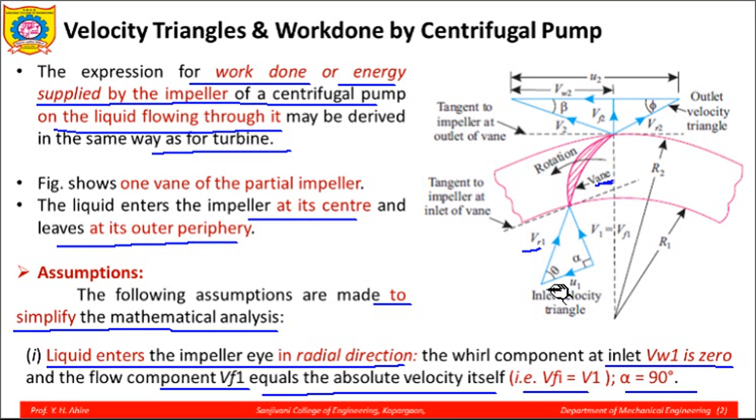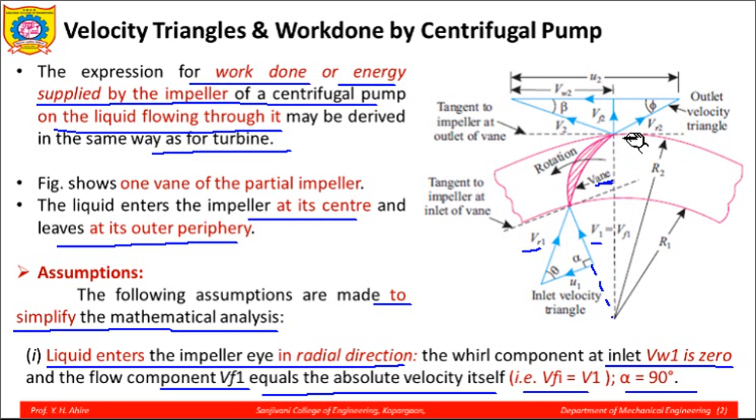Joining the starting point of U1 with the end point of VR1 gives you the absolute velocity V1 at the inlet. Further here VW1, the whirl velocity at inlet, is neglected. So logically V1 is along the radius, and the VF1 component of velocity at the inlet will be equal to V1. So therefore the alpha angle that corresponds to the V1 velocity will be equal to 90 degrees. The VR1 velocity makes an angle theta with the tangent drawn to the impeller at the inlet tip.